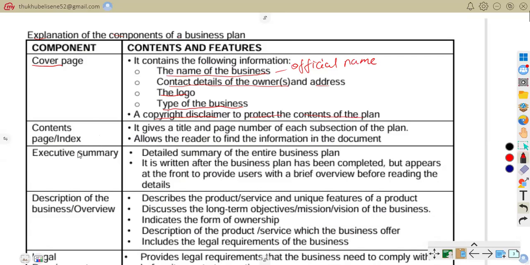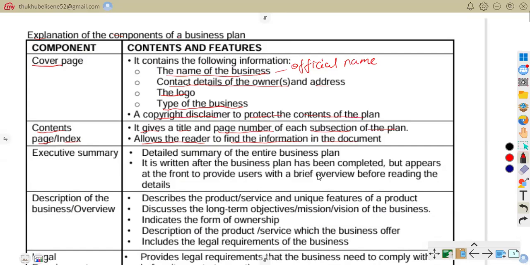Now, another component is the contents page or index. It gives the title and page number of each subsection of the plan. It lists all sections of the business plan and where to find them. For example, you can talk of the marketing plan and then say page 8. This is where you are going to get the marketing plan. It also allows the reader to find information in the document. So it makes the document organized and easy to navigate.